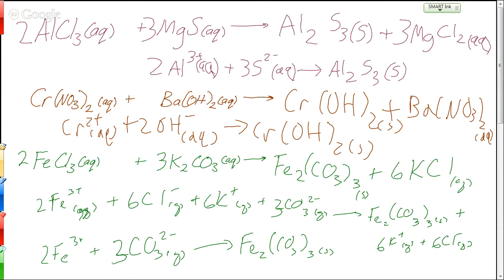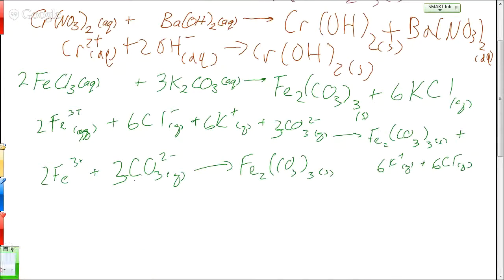All right, how about this one? It's good. All right. Again, we can look at the carbonate and take a guess at that one. The carbonates are generally insoluble, and the potassium compounds are always soluble. So that's a good way to look at that.